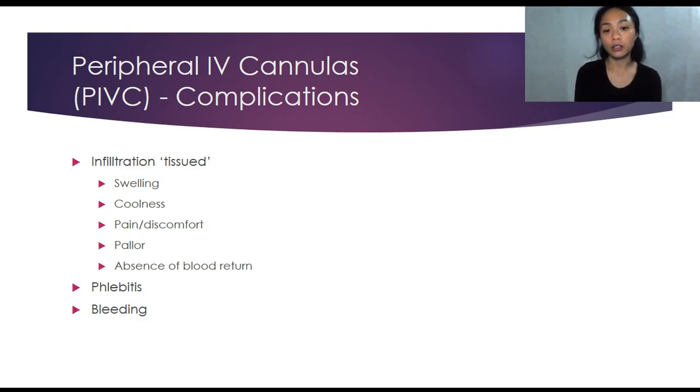So with potential complications, when we're assessing IV sites, we're looking to see if there's any swelling. We're asking the patient if it's painful, and we're feeling for any localized coolness that might indicate that it's tissued, any localized warmth that might indicate phlebitis or inflammation, red tracking up the vein for phlebitis, and bleeding. You'll see obviously blood around the cannula insertion site. Similar with leaking, it'll be quite wet around the cannula site if it hasn't been secured properly.